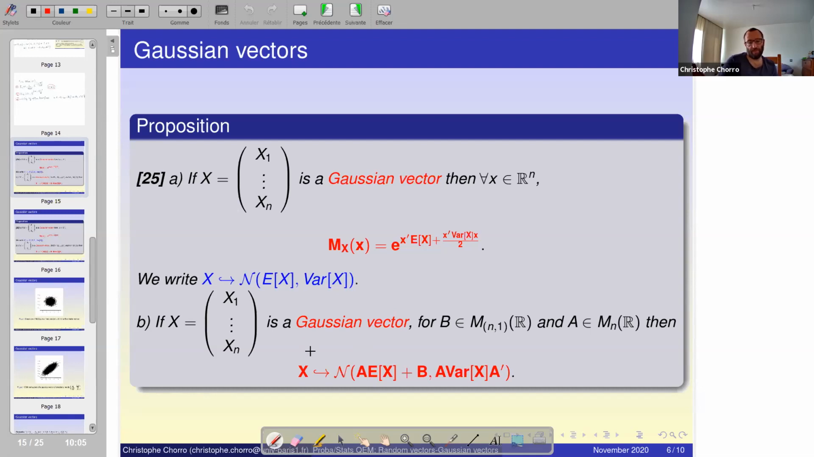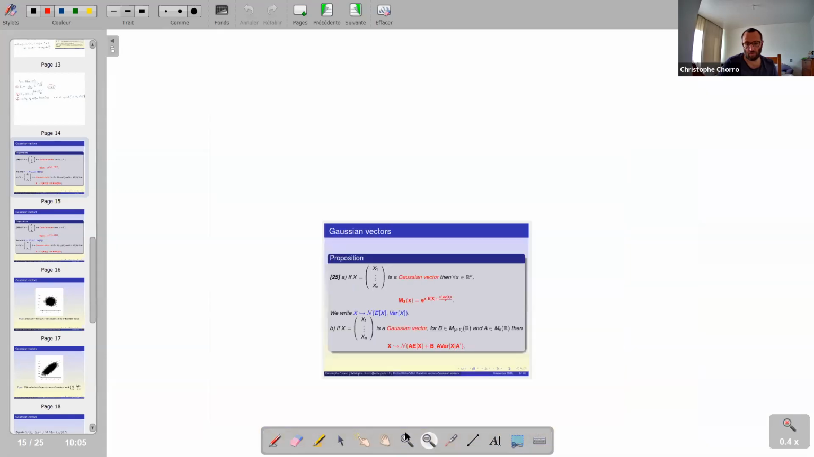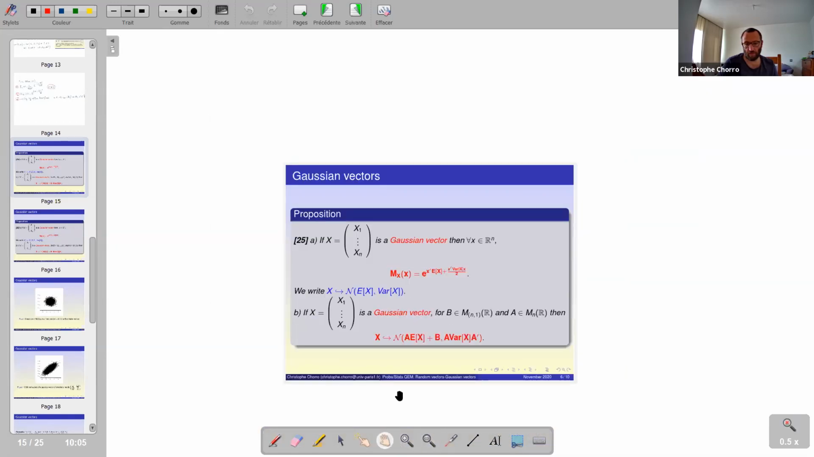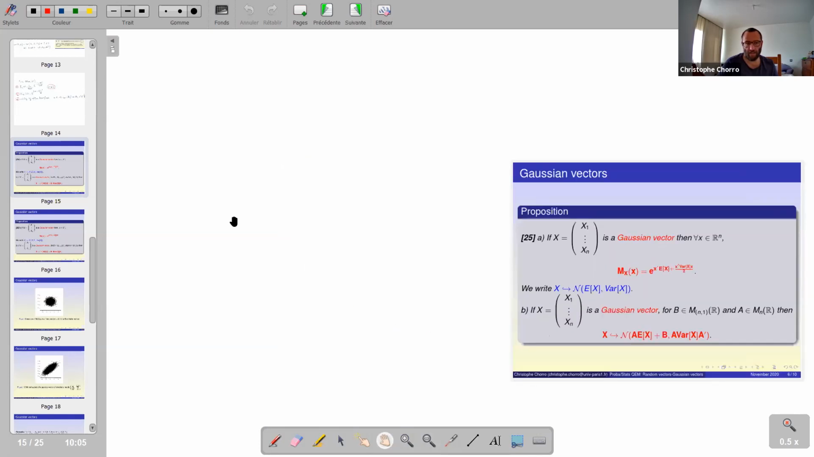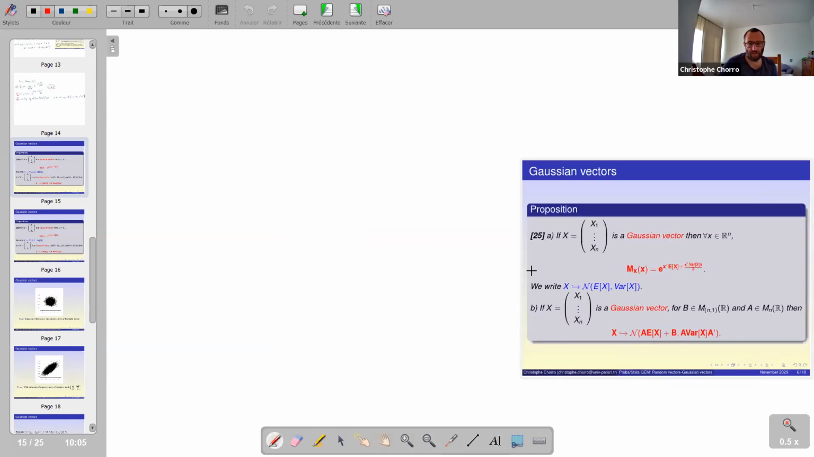And in the second step, I will prove that... I have made a little misprint in this slide, so I will just correct it here. It's not X that you have here. It's AX plus b that follows this one.